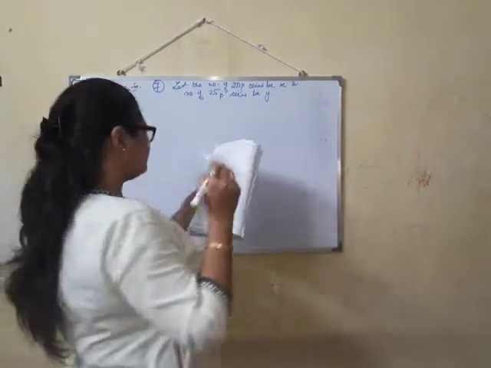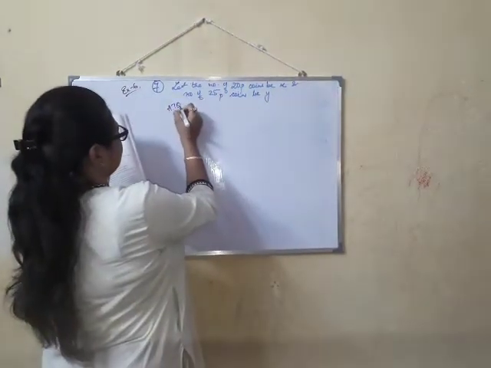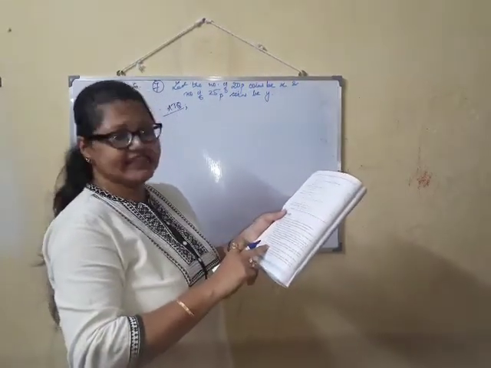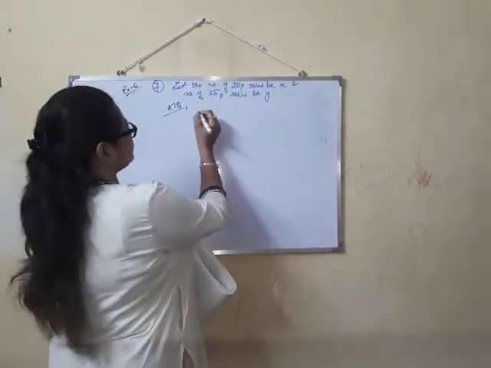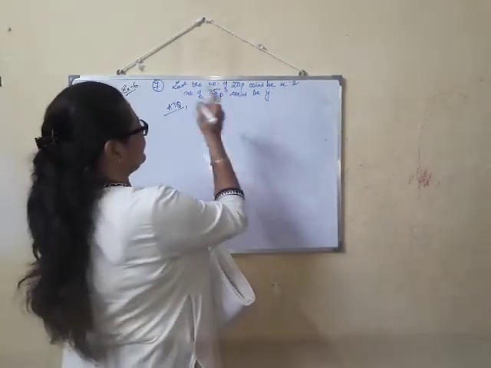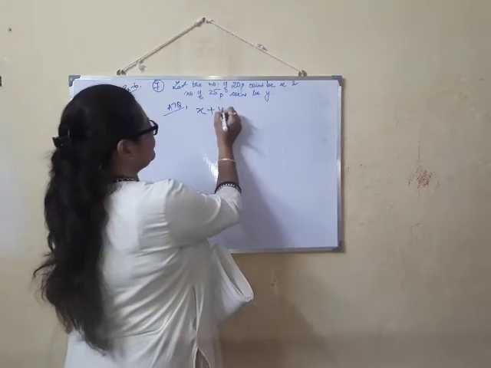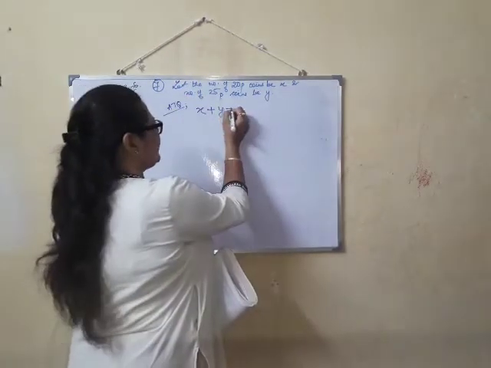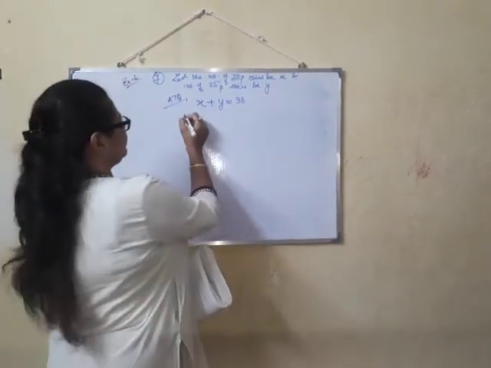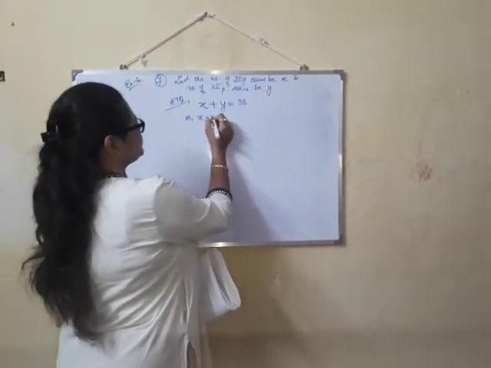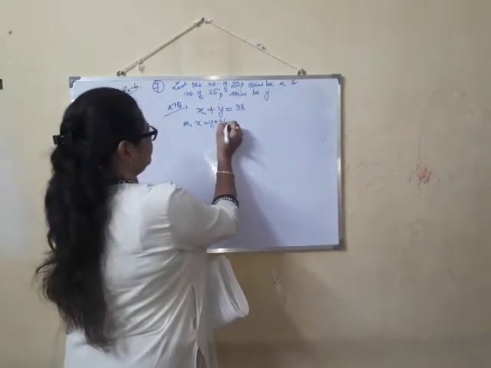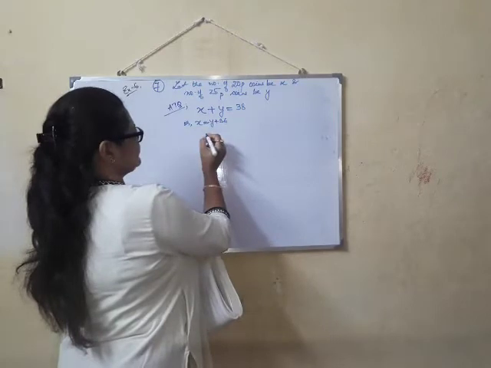Okay, so according to the question and according to the first condition that is given, that is there are 38 coins in the collection. That means in total there are X number of 20 paisa coins and Y number of 25 paisa coins. Together there are 38 coins. Clear? So from here we can write X plus Y equal to 38, or X equal to 38 minus Y.